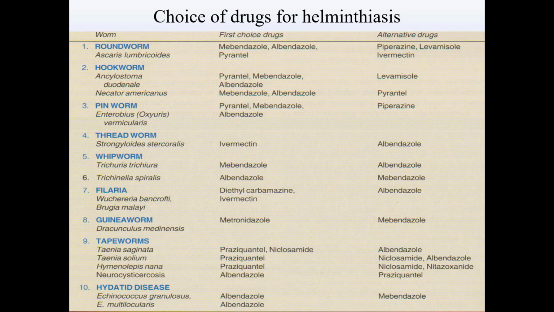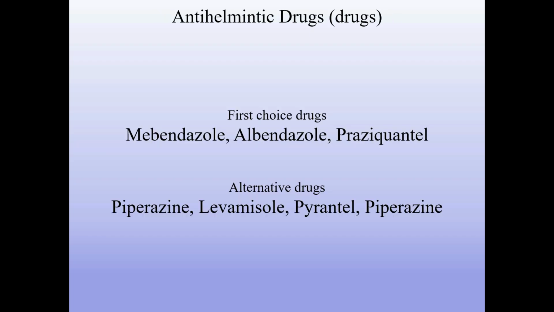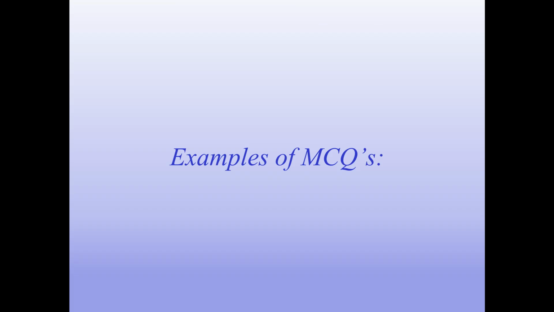And in here you can see choice of drugs for different types of helminthiasis. You can pause this slide and look through this picture. Some examples of drugs: first choice drugs, mebendazole, albendazole, praziquantel, and alternative drugs, piperazine, levamisole, pyrantel. And the last part of our lecture is examples of MCQs.